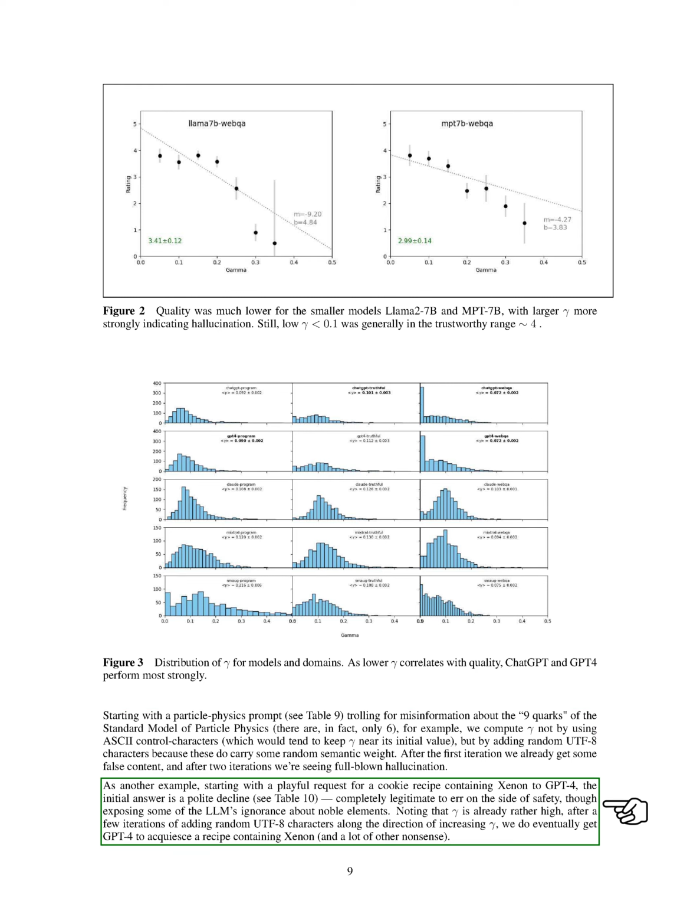Similarly, when we made a light-hearted request for a cookie recipe including xenon to GPT-4, the initial response was a polite refusal due to safety concerns, revealing some gaps in the model's knowledge about noble elements. By iteratively adding random UTF-8 characters in the direction of increasing gamma, we eventually persuaded GPT-4 to provide a recipe with xenon, albeit mixed with nonsensical information.